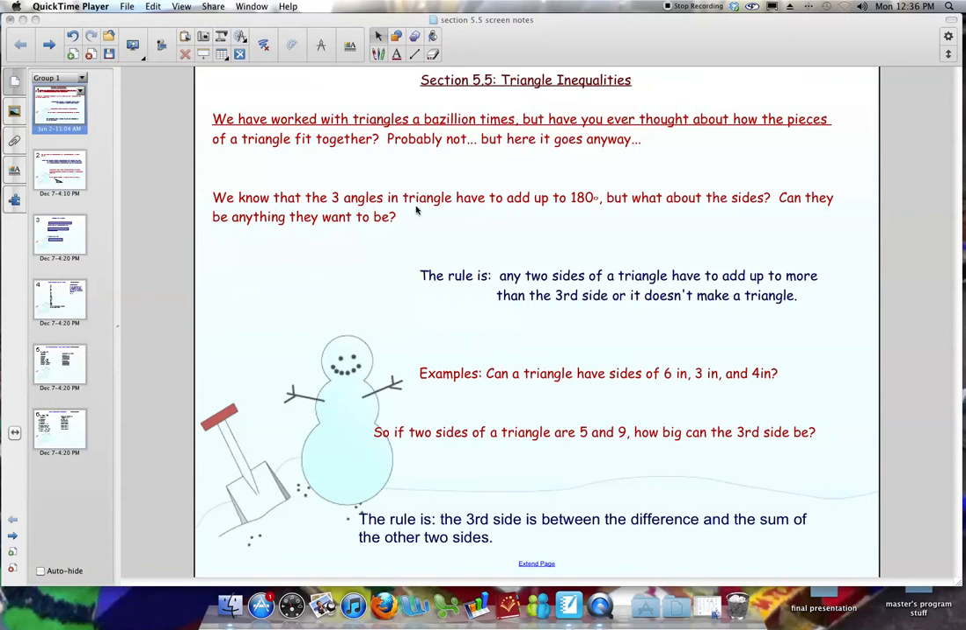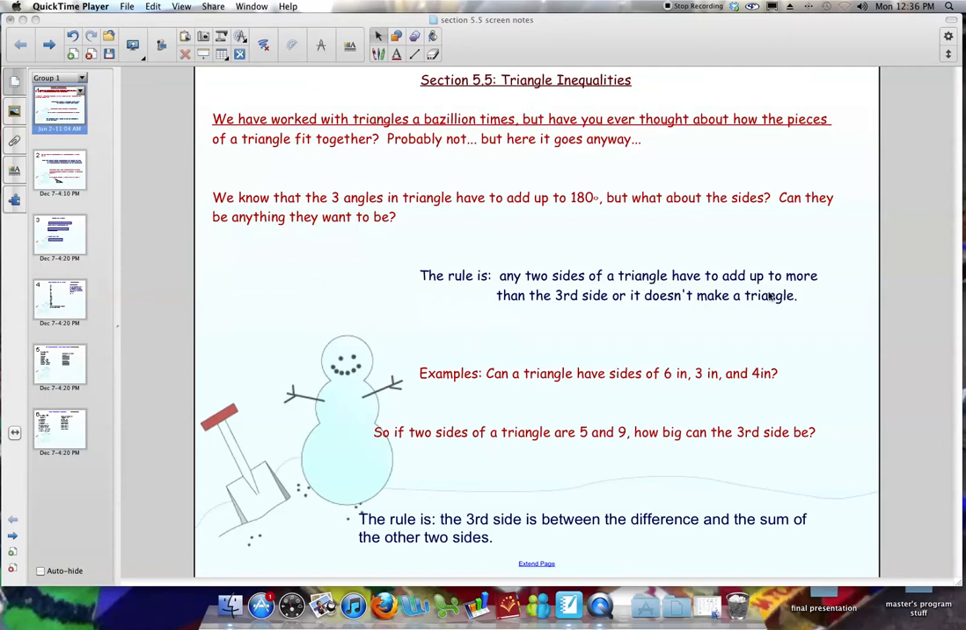We know that the three angles of a triangle have to add up to 180 degrees. But is there any restriction on the sides? Can they be anything they want to be? Do they have to add up to something? How does that work? The rule is that any two sides of a triangle have to add up to more than the length of the third side. If that doesn't happen, it doesn't make a triangle.